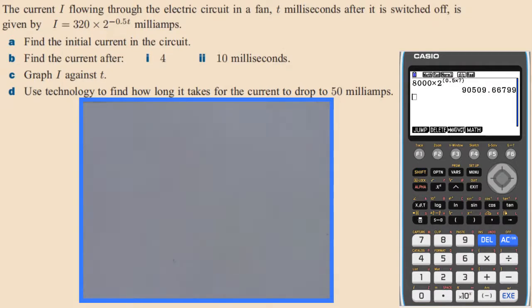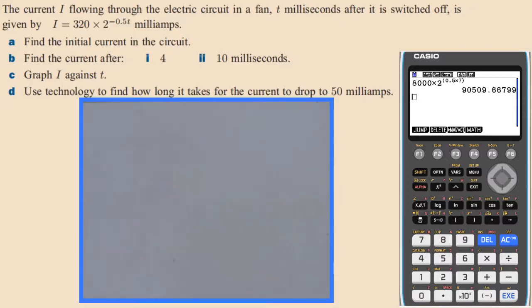I'm not going to plot a graph. I'm not testing if you can plot, not now anyway. But we are testing, can you use the calculator? Can you do a sketch? Can you solve the problems? And Part D, use technology to find how long it takes for the current to drop to 50 milliamps.